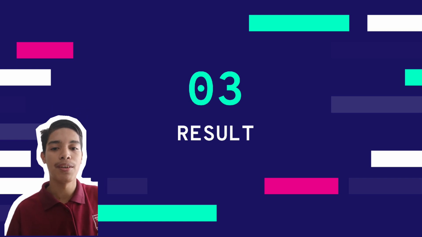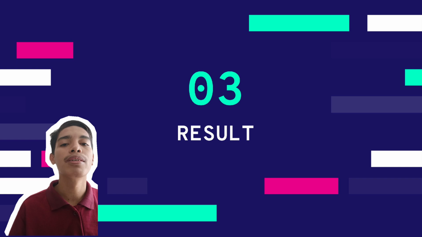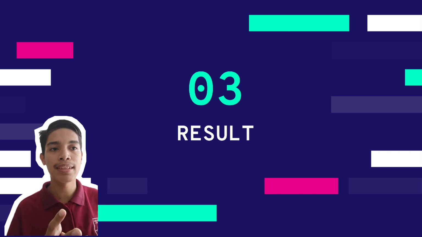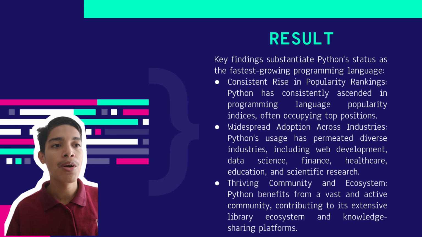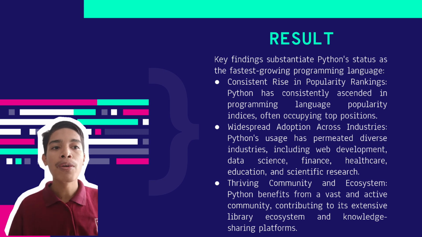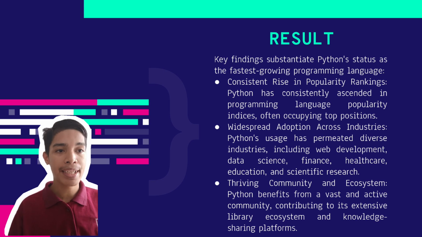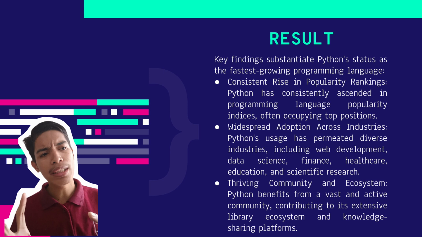The third is the results. As I already discussed with my group, we made the results of our scientific paper. We will find the key topics that we discussed: Python's status as the fastest growing programming language. The first is a consistent rise in popularity ranking. Python has consistently ascended in programming language popularity indexes, often occupying the top position, because Python is ranked most highly.